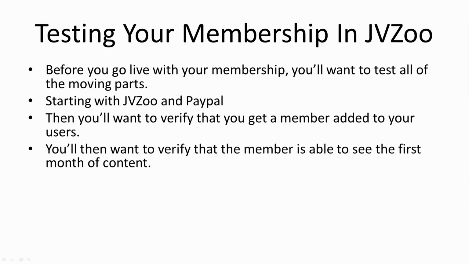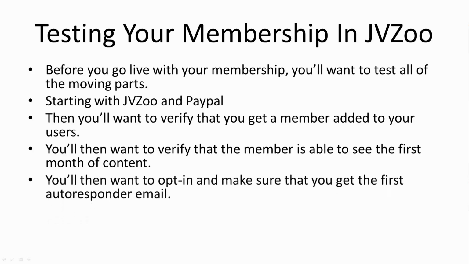You're also going to want to verify that the member is going to be able to see the first month of content. So when you go through the testing process, make sure you use an email address that you're going to be able to check and look at as if you were your own customer. You'll then want to opt into your list and make sure you get the first autoresponder email, because that's going to be a good indication that you're going to get the other one in 30 days.